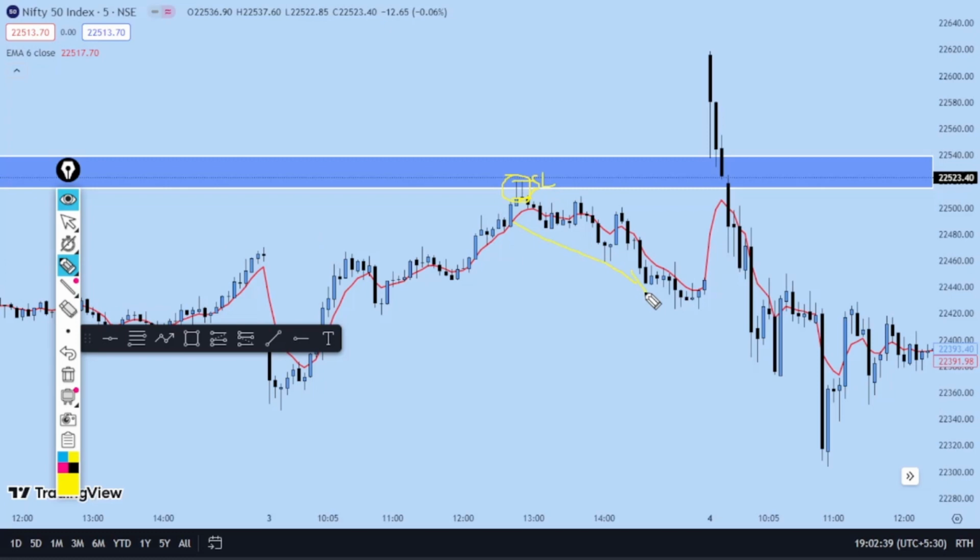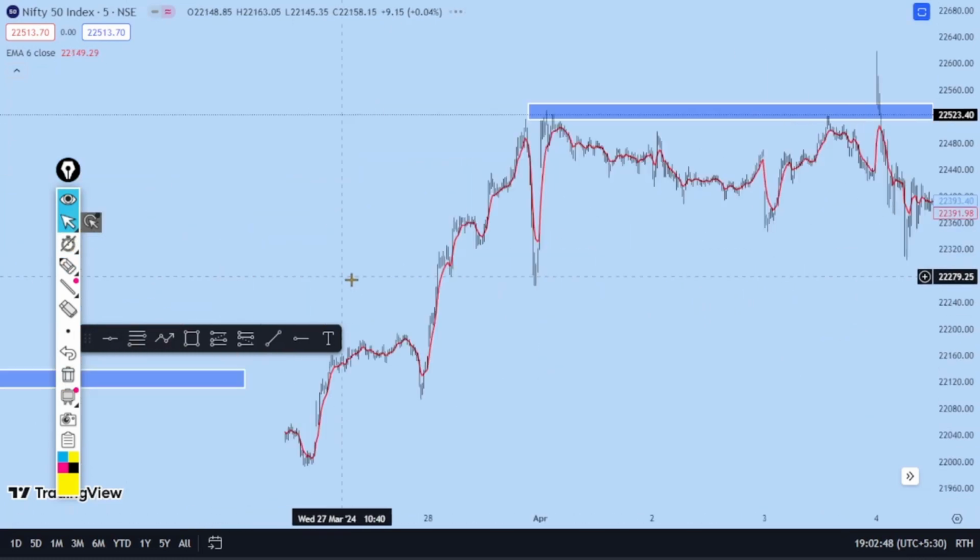Here also you can see you got a good return in Nifty also. So first book 1:3, then trail your stop loss. The same we have done earlier. So now let me show you some more examples.